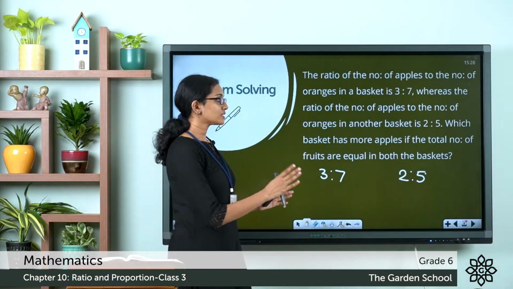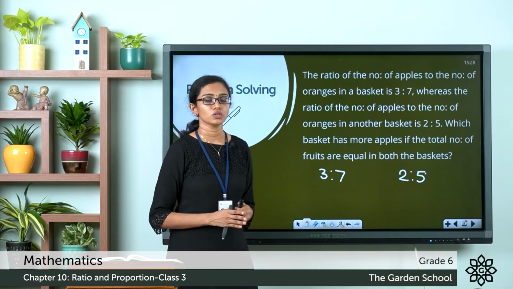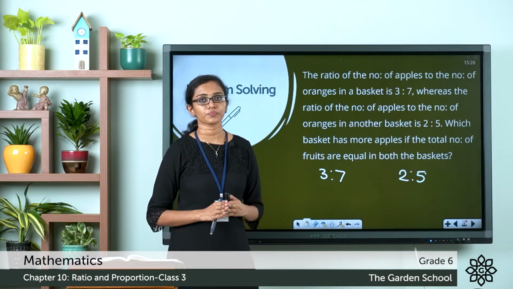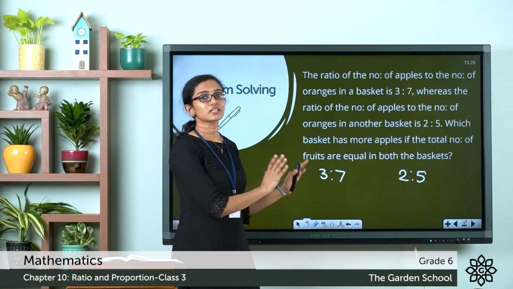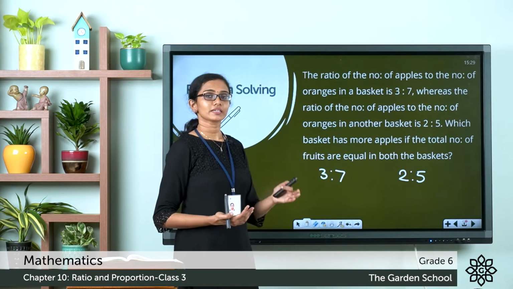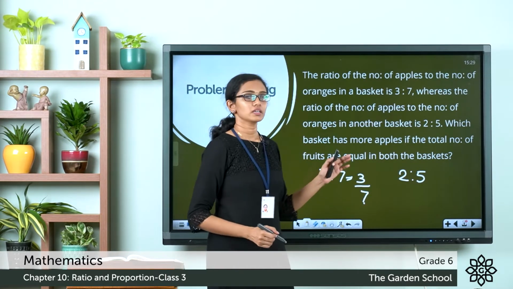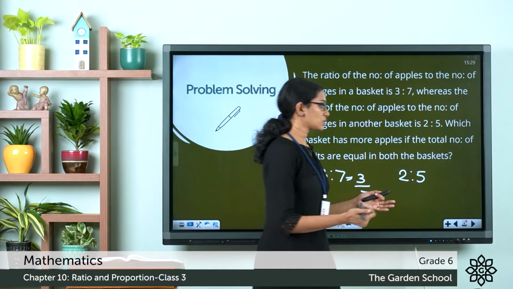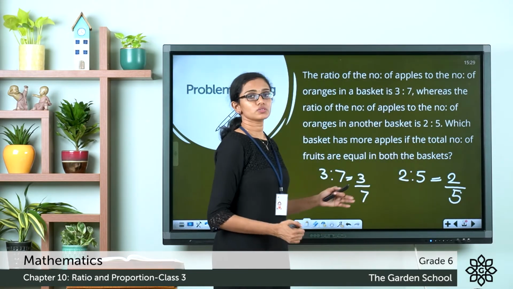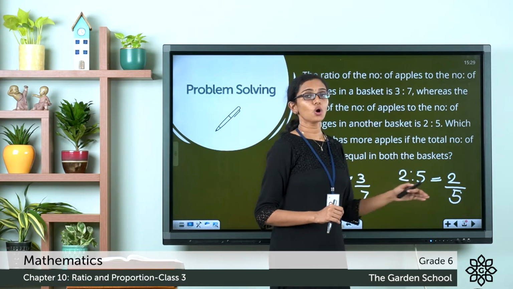Now, we have to compare these two ratios to decide which basket contains more apples. So, how can we compare ratios? See, comparing ratios is similar to comparing fractions. So, let us first represent these ratios as fractions. The ratio 3:7 can be represented with the fraction 3/7. The ratio 2:5 can be represented with the fraction 2/5. So, 3:7 is the same as writing 3/7 and 2:5 is the same as writing 2/5.